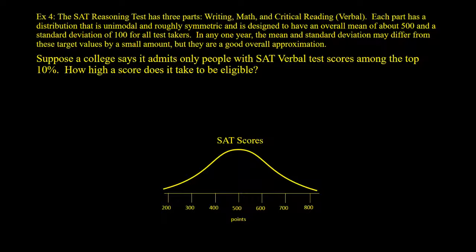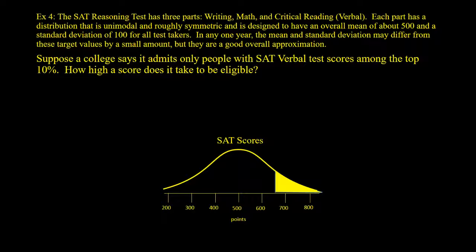16% of scores are above 600, and 2.5% of scores are above 700, so it's somewhere in the middle. You don't have to be perfect, just get roughly in the area. So I put a horizontal line roughly where I think 10% is. I shade to the right because I'm looking for the part above.